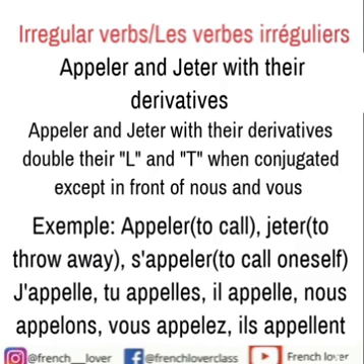Remember, it is not the same as the last rule we just spoke about. It applies only to appeler, jeter, and their derivatives. Derivatives are things taken from something, okay? And I just mentioned their derivatives: rappeler, s'appeler, rejeter, épeler, okay? So be careful. You double the L and the T, except in front of nous and vous. And this rule applies across the board. Be that in the future, be that in the past, you will double the L, you will double the T.